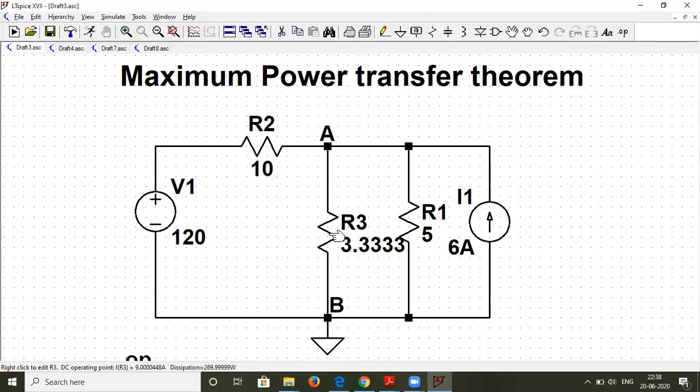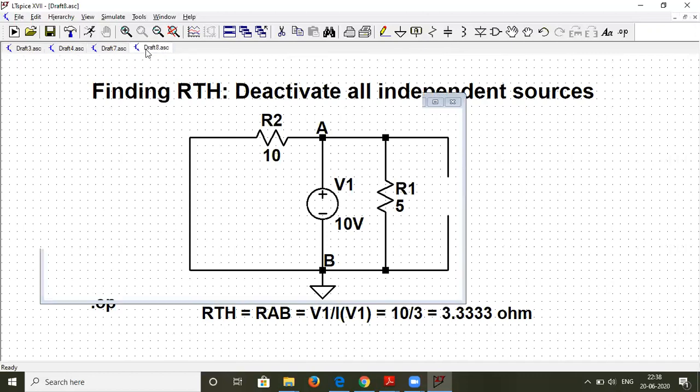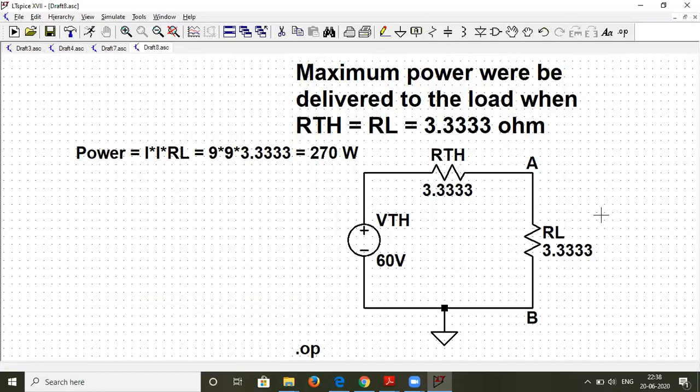Directly at any node of the circuit you can find the power dissipation, but this procedure follows that you need to first find the VTH, then the RTH, then make the Thevenin's equivalent circuit and connect the unknown value of resistor, match RL equal to RTH, and then calculate the maximum power. So this maximum power, directly if you hold your mouse pointer around this resistor, it will give you at the bottom of the screen that it is 270 watts.